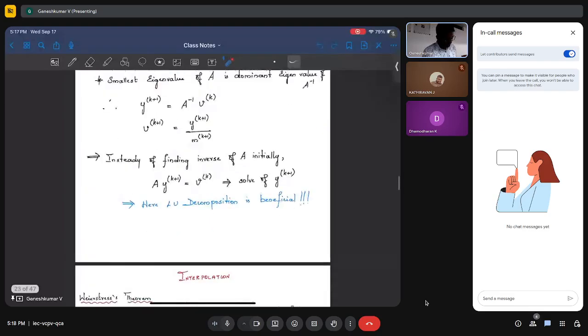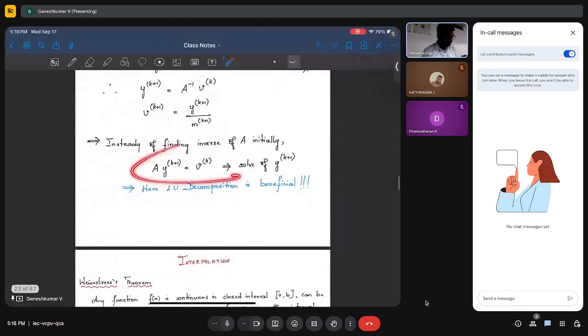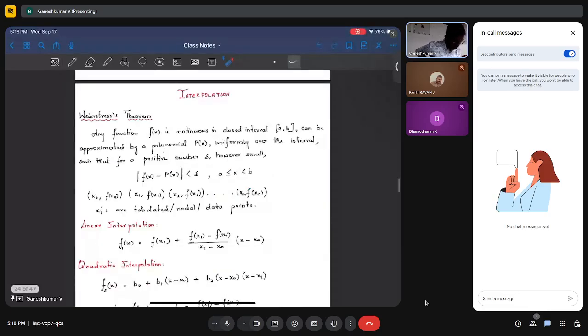In these cases, as I said, LU decomposition will be beneficial, because your A matrix does not change. Only your V vector keeps on changing. So you can write A as LU, and you can quickly solve these things. So this is all about solving matrices, finding eigenvalues, and solving nonlinear equations.